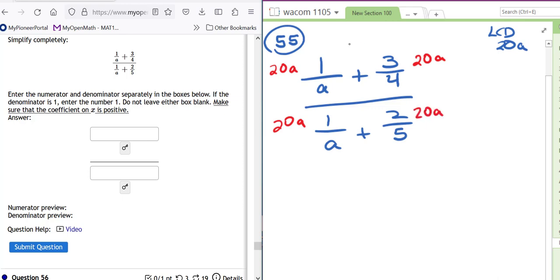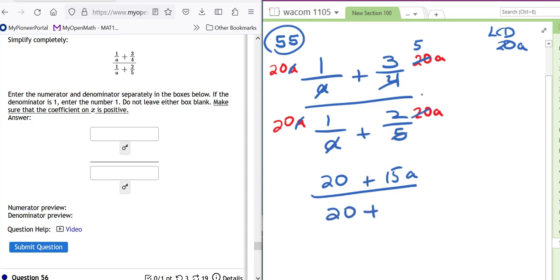And then you're going to clean each of those 4 up. So my first one, the A goes off, so I have 20 times 1 is 20. And here, my 4 will go into 20 5 times. So I have 5 times 3 is 15 and an A. Right down here, your A goes off, and there's a 20. And 5 will go into 20 4 times. 4 times 2 is 8A.